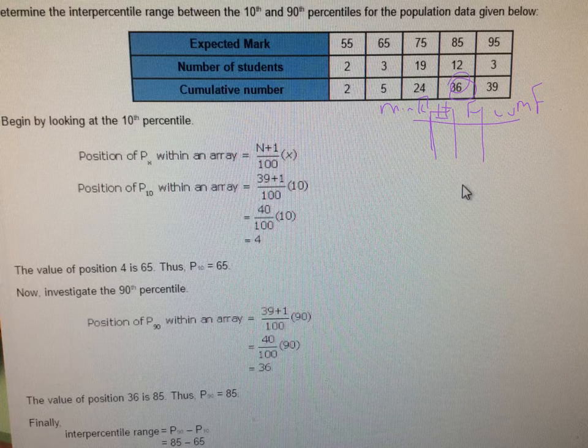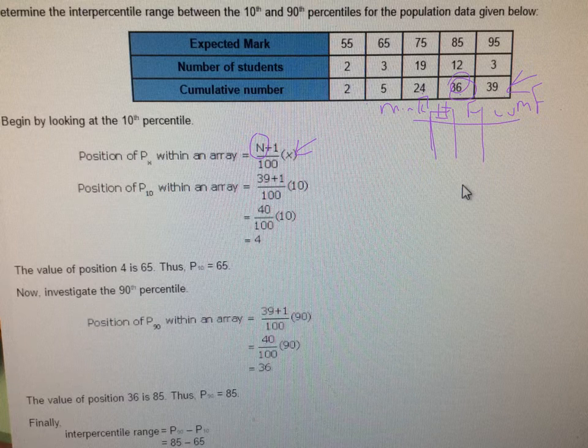For the 10th percentile, with our expected marks, the first thing we do is take the total number of data pieces, which is 39, and we know that because we kept adding as we went along and got to 39 at the end of the cumulative number. We always add 1 to it, because it makes it a more accurate calculation. The x is always which percentile you're trying to find, so in this case we fill in the 10 there. And then we always divide by 100, and that makes it a percent.